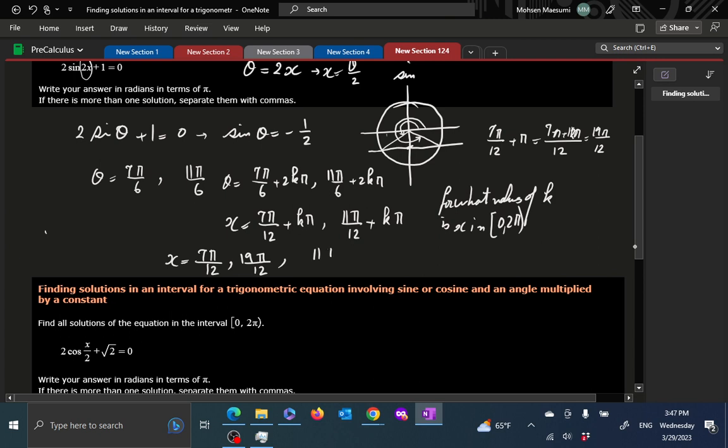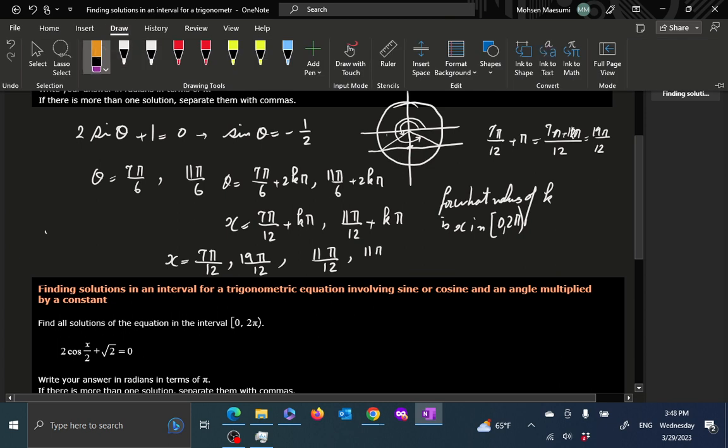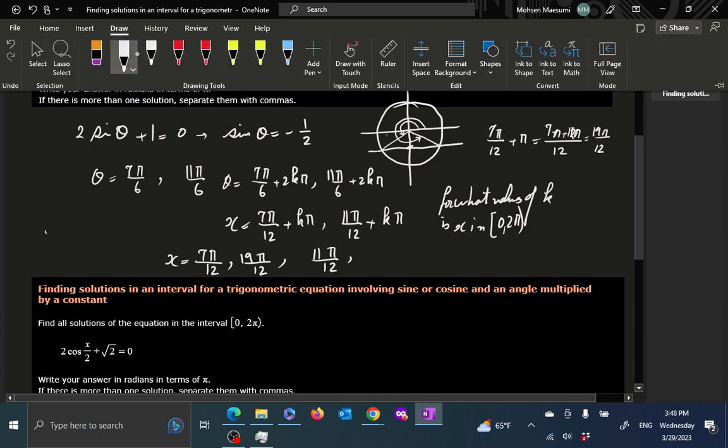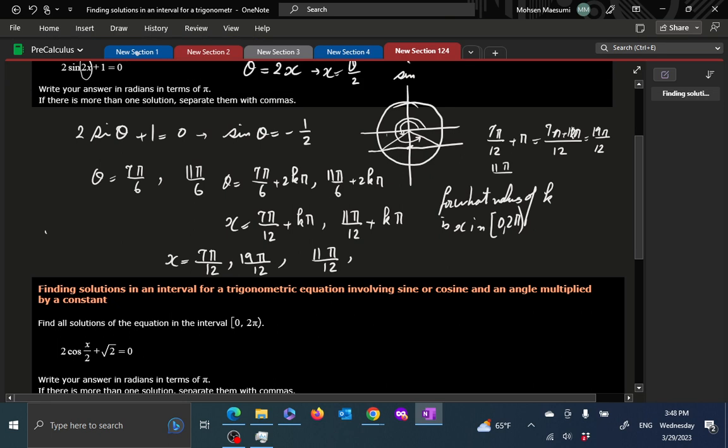Next, 11 pi over 12. And again, I can add 1 pi to this, 11 pi over 12 plus a pi. Let's see. So if I have 11 pi over 12 and then add a pi to this, I get what? I get 23 pi over 12, and that's still short of 2 pi, and I'm all done.